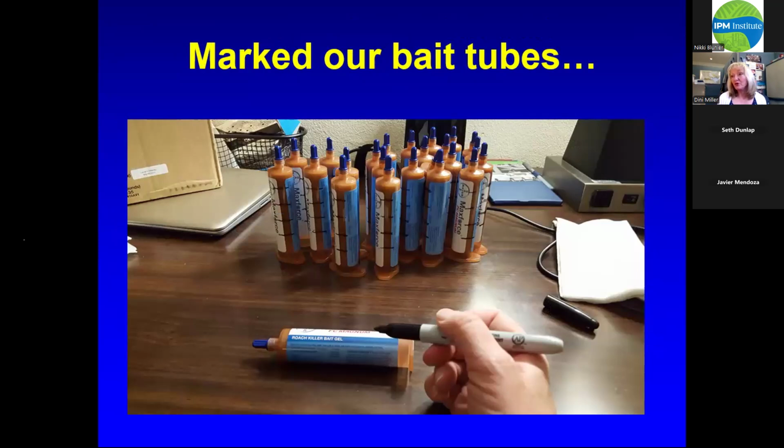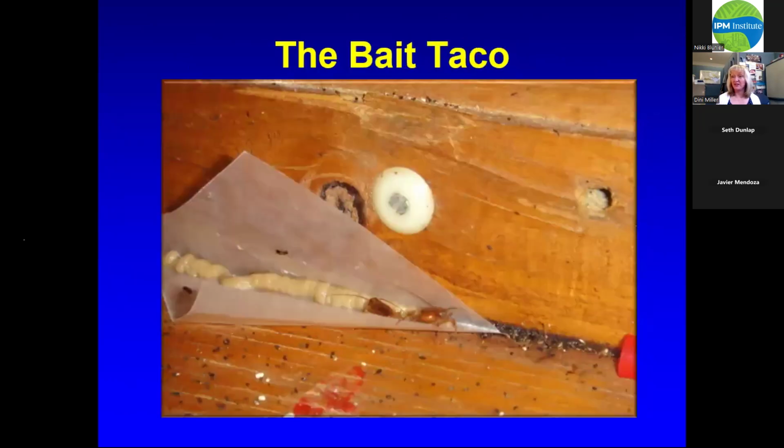Now, let me show you, we marked the bait tube so we could see where the bait inside the tube actually was. So we knew if we did half a tube, that was the 15 grams. If we did the whole tube, that was the 30 grams. And then we marked where the 7.5 grams were. And again, this was all for a product efficacy test.